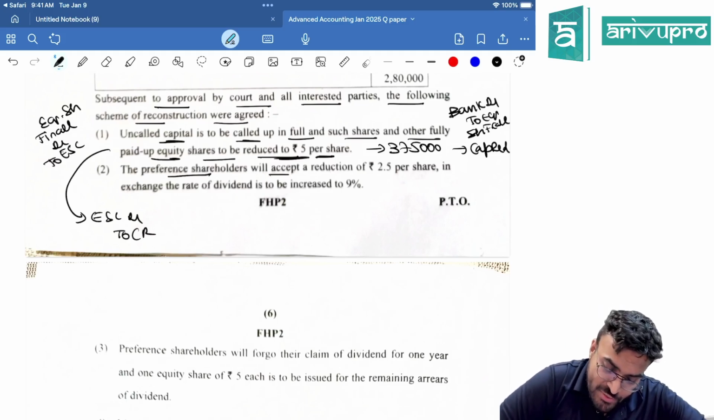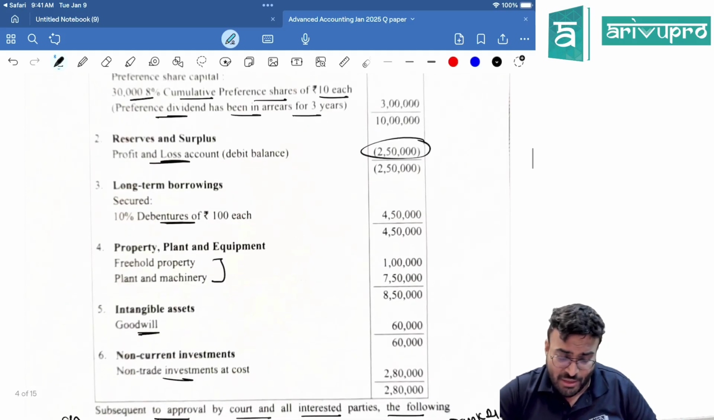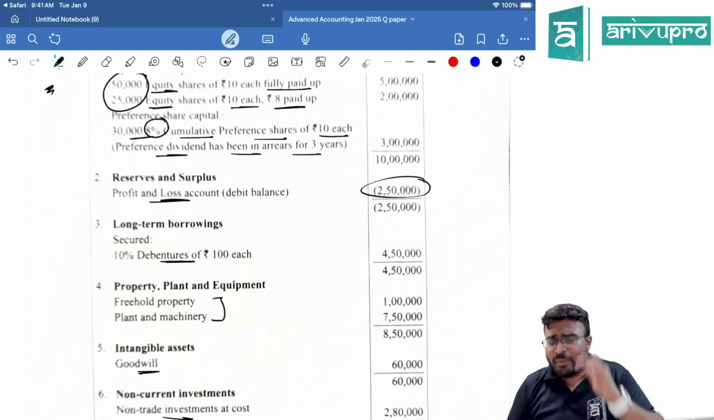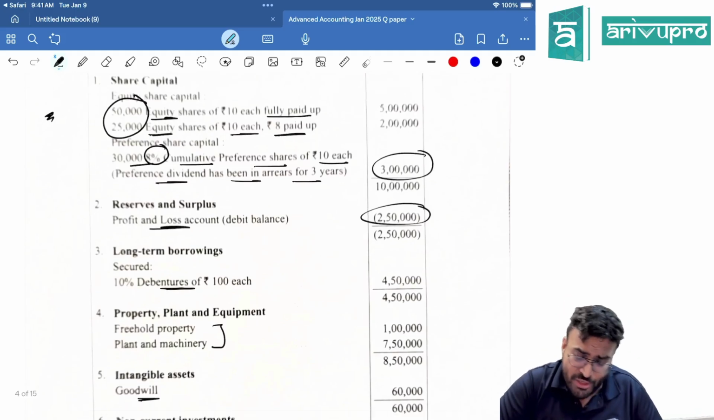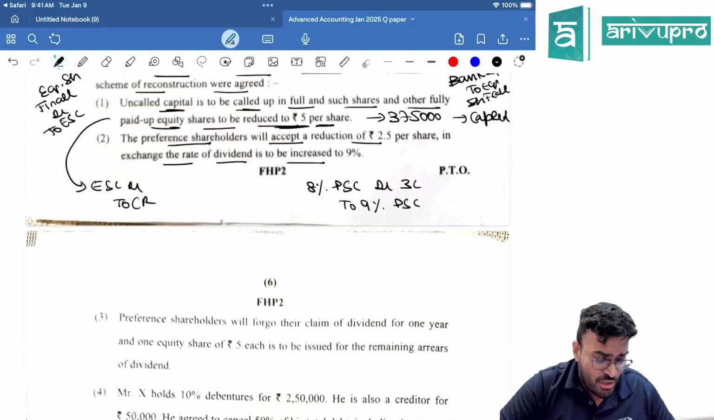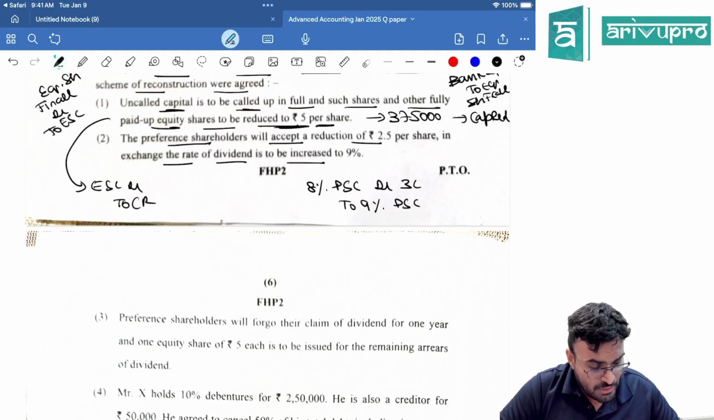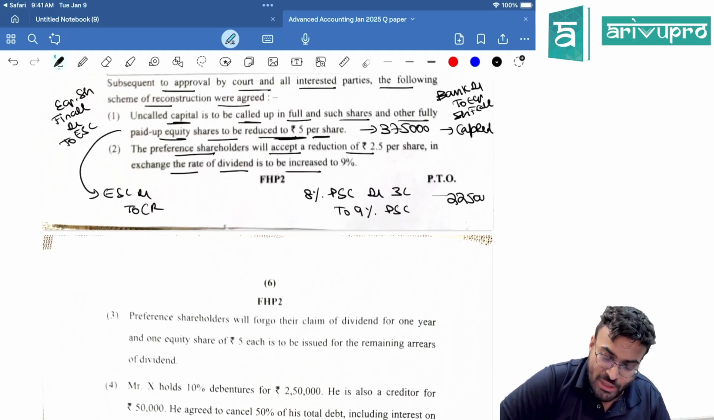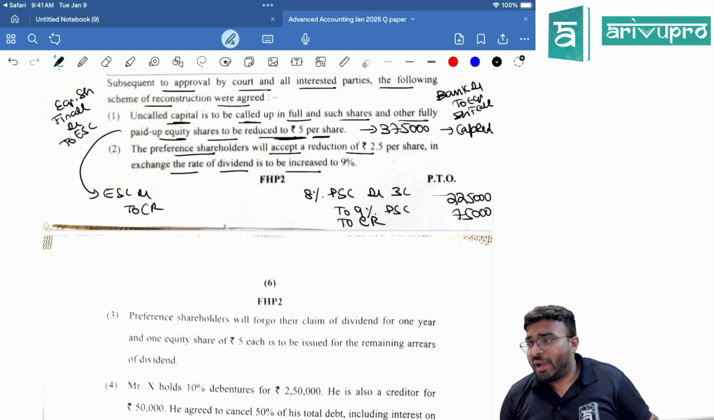Now, the preference shares will accept a reduction of 2.5 per share in exchange for the dividend rate being increased to 9%. What is the preference share dividend rate now? 8%. They're going to increase it to 9%. So now it is showing 3 lakhs. So 8% preference share capital debited, 3 lakhs to 9% preference share capital. Now it's going to be 2.5 reduction, so 2,25,000 to 9% preference share capital, and 75,000 will go into capital reduction.